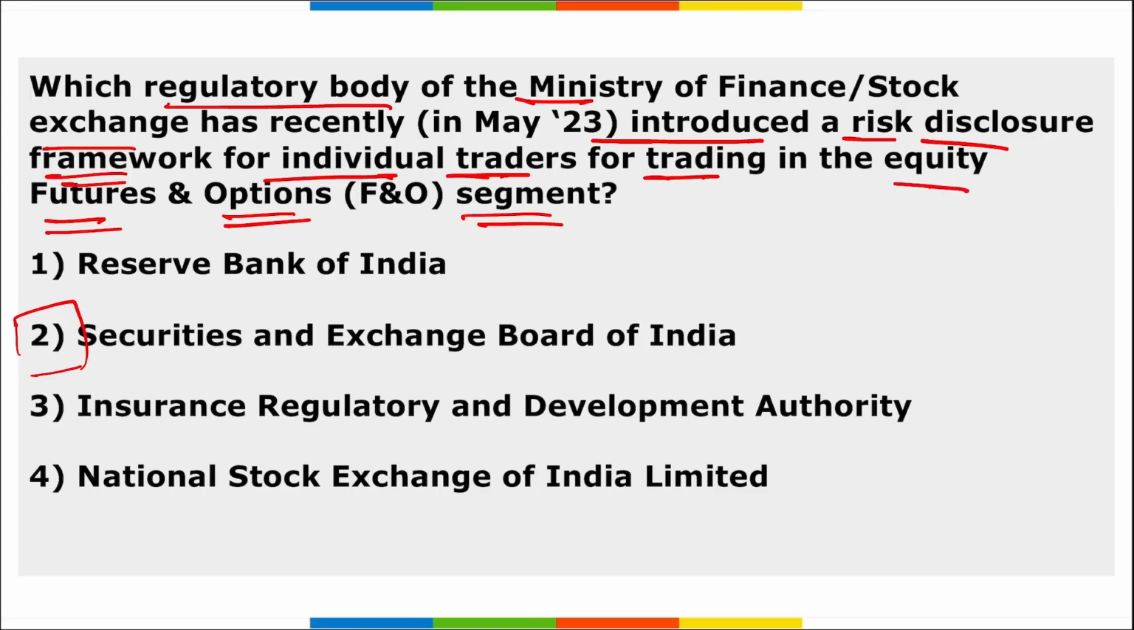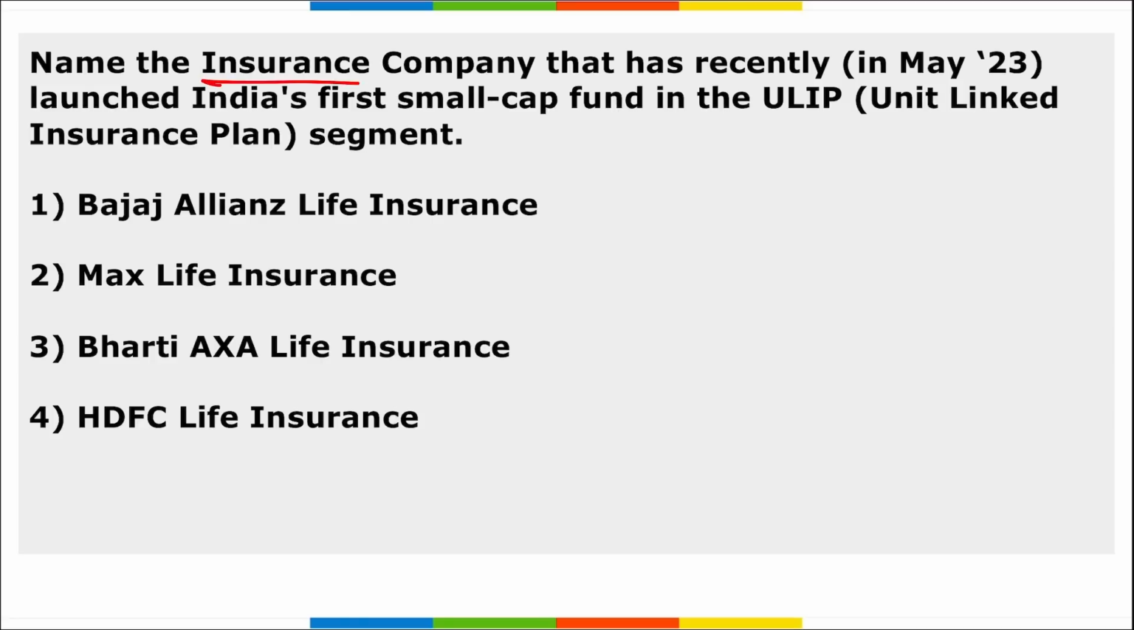Correct? Next, name the insurance company that recently launched India's first small cap fund in the ULIP segment. It is Bajaj Allianz Life Insurance that became the first insurance company to launch a small cap fund in the ULIP segment.